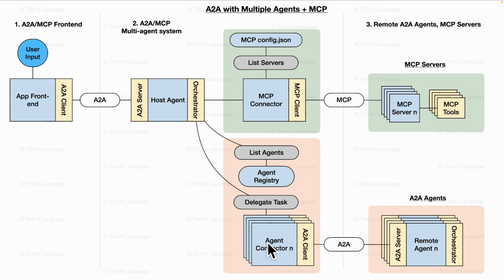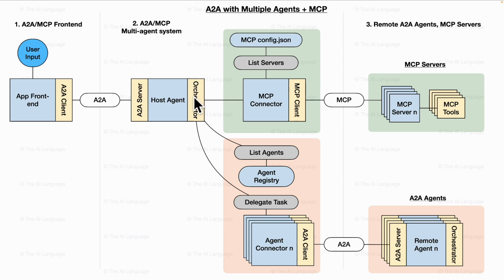The delegate task tool helps the host agent delegate a certain task to one of the remote agents. It basically uses an agent connector that spins up an A2A client, and then it uses the A2A protocol to pass that task on to the remote agent. The remote agent receives that task on its A2A server, completes the task and returns the response. The remote agent itself might have an orchestrator that can use either the same registry or some other registry to connect with other agents. So this is the entire A2A branch, which is shown in red.